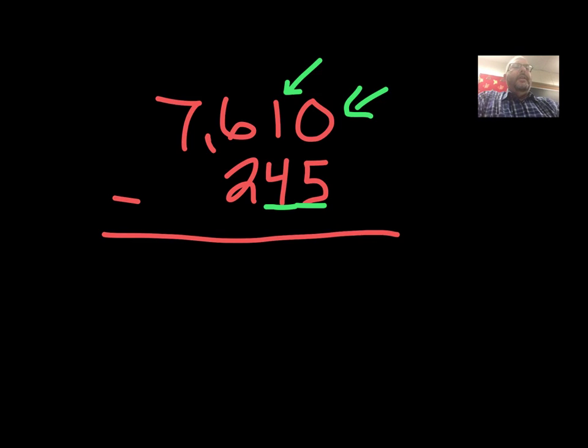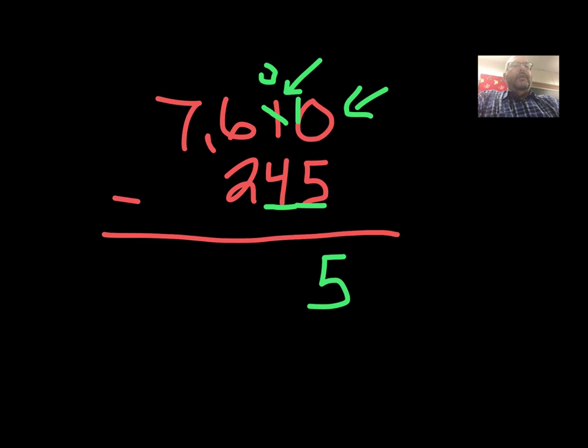So the method that most kids learn how to do this is just borrowing or regrouping. So I'm going to borrow from here. That's going to become a 0. And I'm bringing over 10. Okay, now I can do my subtraction in the ones place. 10 minus 5 is 5.